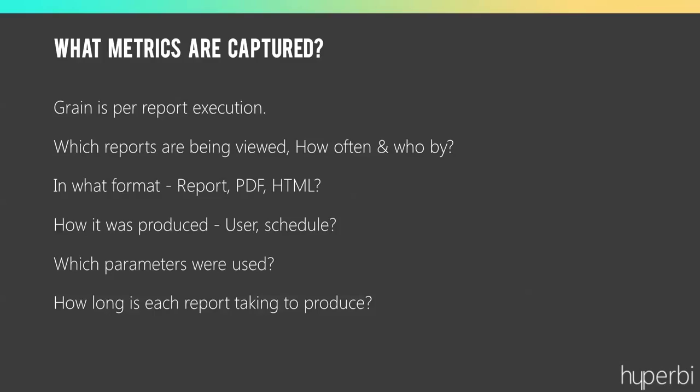Now that's really important. We can see in what format they're being issued, whether it's as a report, as a PDF, or if it's going out as HTML. We can see what people are doing with this data. We can see how it was produced, whether it was produced by a user going into Report Manager and clicking on that link, by a schedule that they've got set up, or by some other means. We can see which parameters are used. Now this is also another one for performance tuning. You're looking at a report, it's taking 50 seconds to run, the next day it takes 1 second to run. Why is there such a difference?